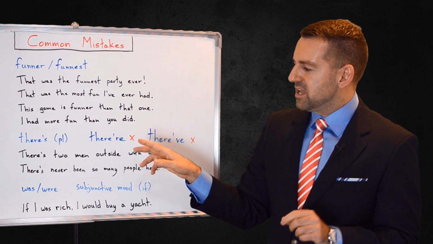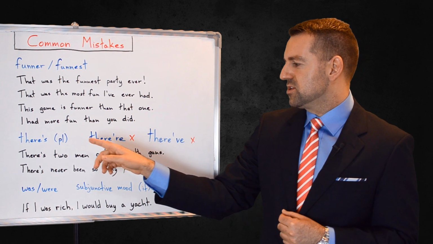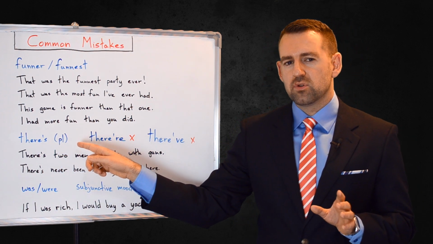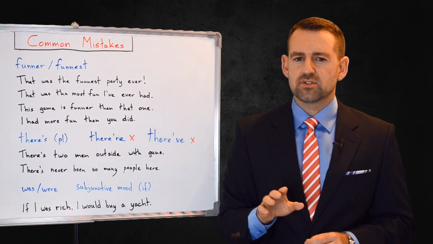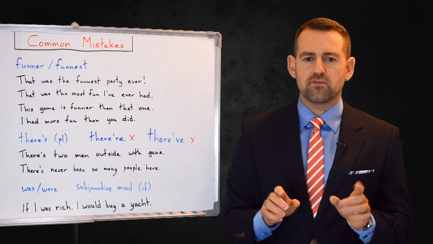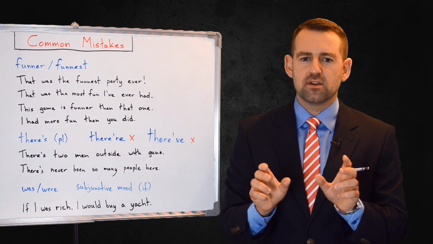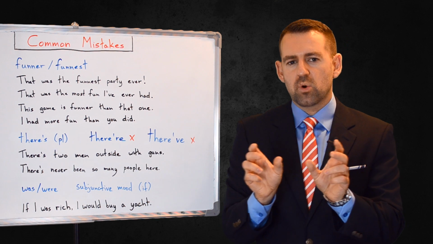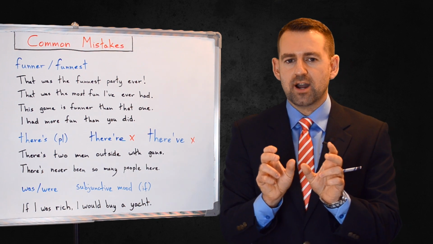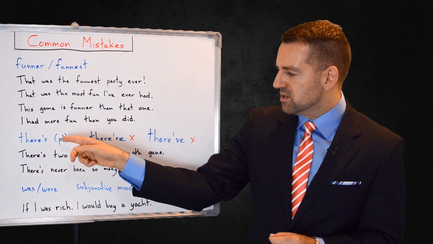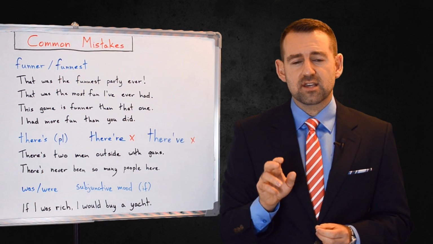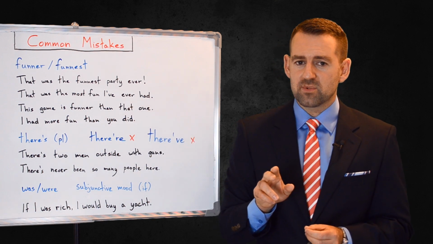The next mistake I make is using the word theirs with a plural noun. So the word there's is a contraction for there is. Anytime we put two words together with an apostrophe, we call it a contraction. So there's is a contraction that means there is. And is is a singular verb.